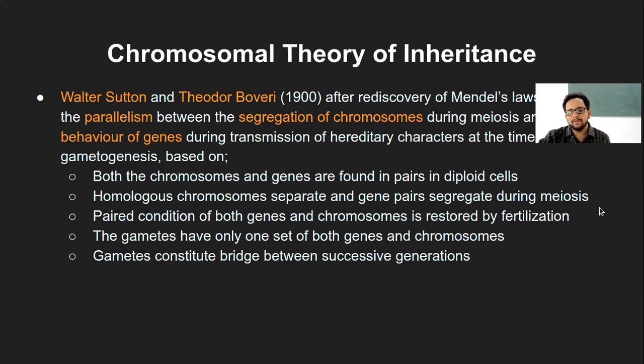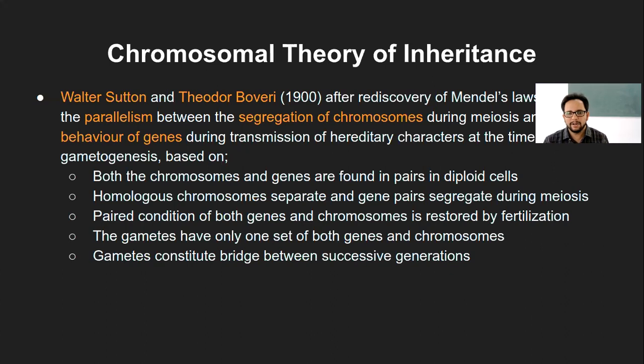Now, homologous chromosomes separate, as in when the sister chromatids are attached together and the homologous chromosomes pair up during prophase 1 in the first part of meiosis. During prophase 1, when homologous chromosomes form a pair, they separate, and the gene pair will also separate accordingly. It's quite obvious: genes are located in those chromosomes, and if the chromosomes are separating, obviously the genes are also getting separated.